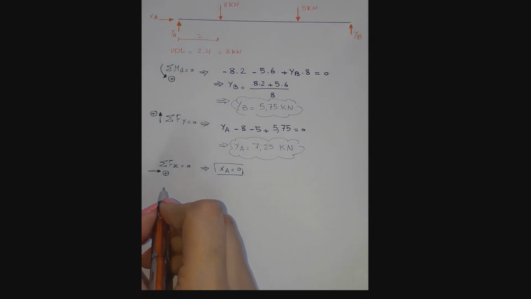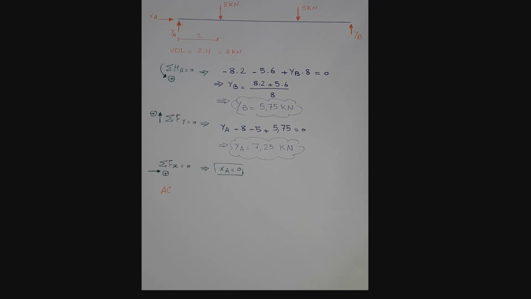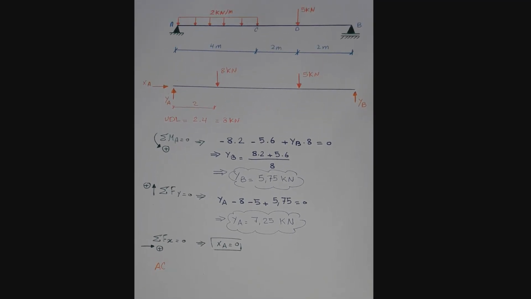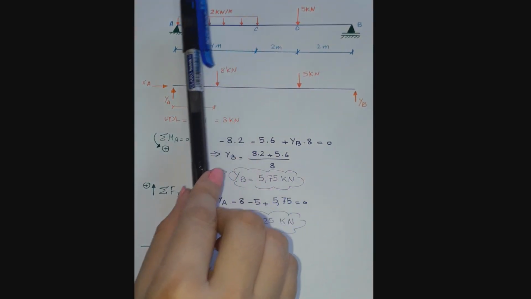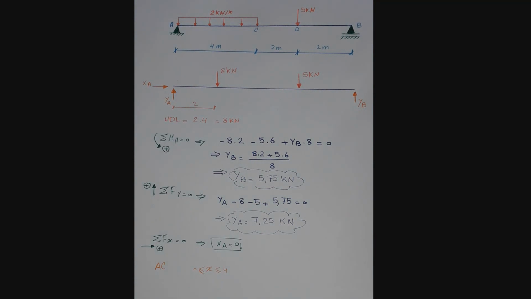I'll start with the first section, AC. As you see, between A and C, X is between 0 and 4. We will write the equation of the shear in this section. We imagine that we cut the beam at some point between A and C, and we will write the sum of the shear at this point.